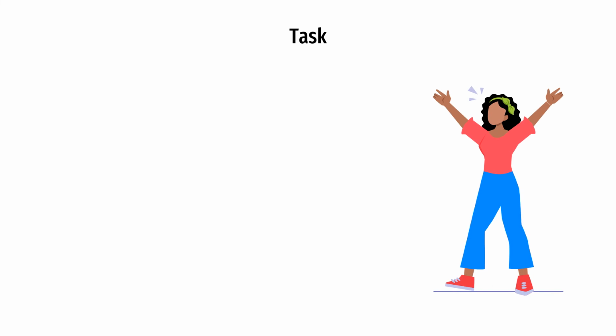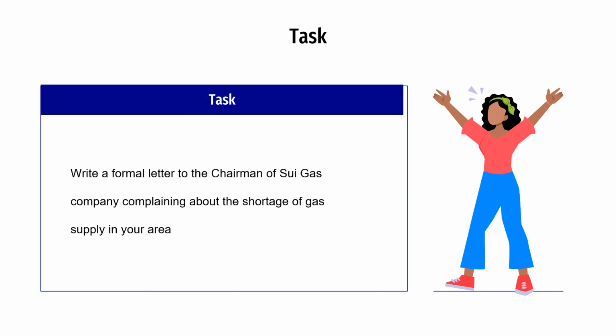So now we're going to begin the task. The task is to write a formal letter to the chairman of Sui Gas Company complaining about the shortage of gas supply in your area. So I repeat the task. Write a formal letter to the chairman of Sui Gas Company complaining about the shortage of gas supply in your area.